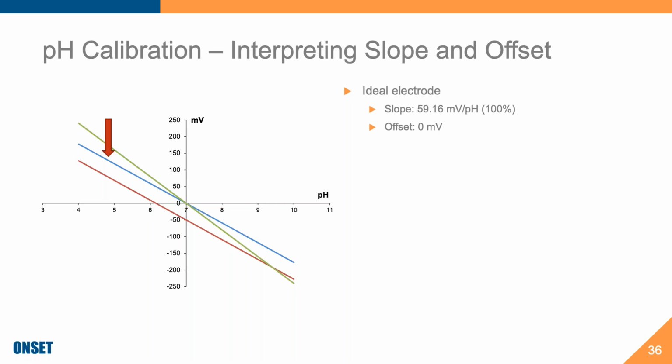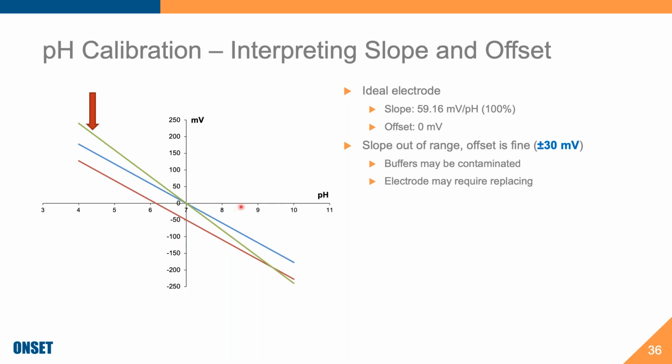And if we continue looking at the other calibration, this green calibration here, which is where the arrow is pointing, the slope is out of range, but the offset is fine. So we see a lovely offset right through 0, which is delicious, but our slope is crazy steep. This means your buffers might be contaminated or your electrode might need replacing.